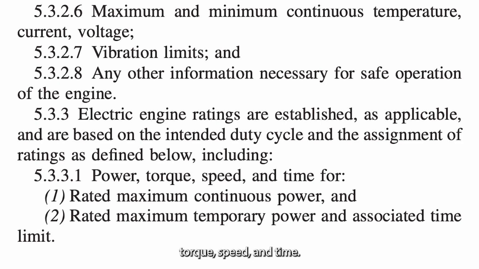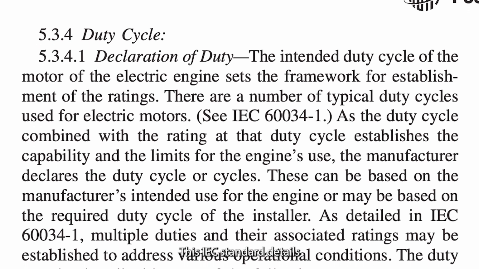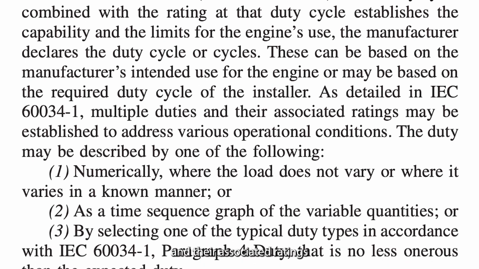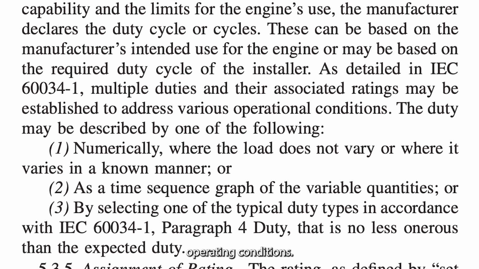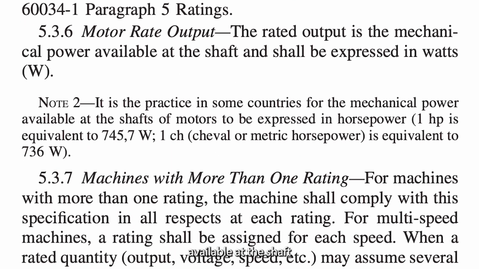torque, speed, and time. There are a number of typical duty cycles used for electric motors. These can be found in IEC 60034-1. This IEC standard details multiple duties and their associated ratings for various operating conditions. The duty cycle can be described numerically using a time sequence graph or by selecting one of the typical duty times found in IEC 60034-1. An example of a rating is the motor rated output, which is the mechanical power available at the shaft and is expressed in watts. In some countries, mechanical power is expressed in horsepower.